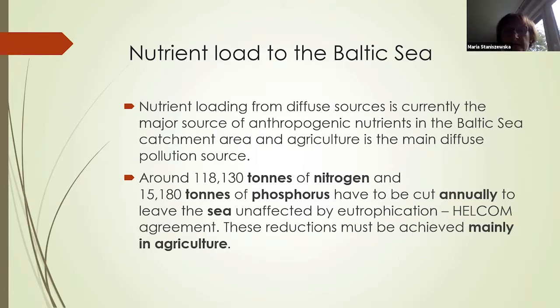And this nutrient loading from diffuse sources is currently the major source of anthropogenic nutrients in the Baltic Sea catchment area, and agriculture is the main diffuse pollution source. Concerning nitrogen, it is about 50% and phosphorus 40%.